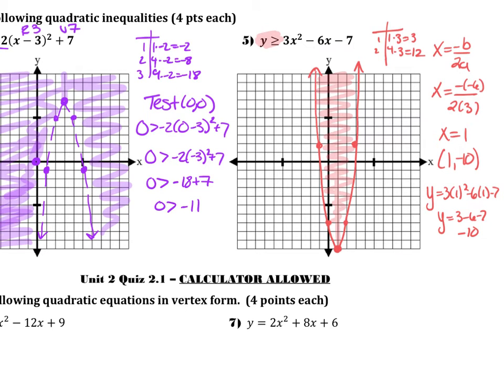The other option is to test a point. So if I test 0, 0, we get 0 is greater than or equal to 3 times 0 squared minus 6 times 0 minus 7. So we get 0 is greater than or equal to negative 7. Well, that's true. So since 0, 0 yields a true solution and 0, 0 is on the inside of the parabola, that is why we shade inside the parabola.